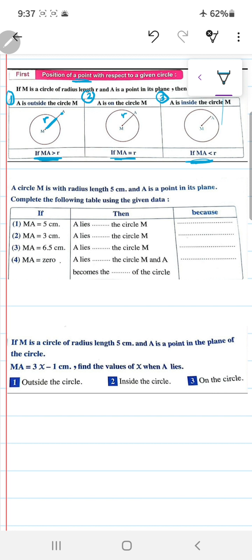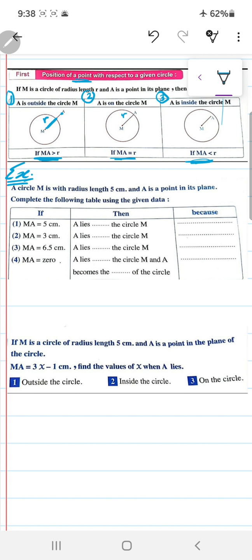So we have 3 positions of a point with respect to a circle. First, if the point is outside the circle, MA is greater than R. If the point is on the circle, MA equals R. If the point is inside the circle, MA is smaller than R. We have an example.